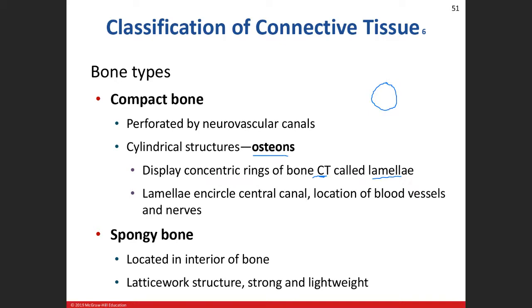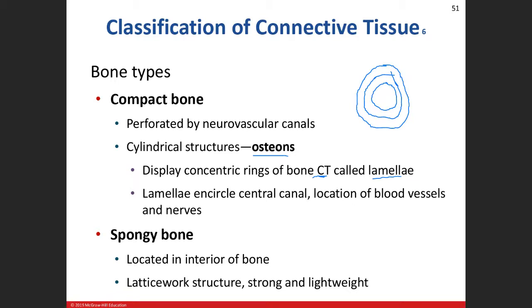you have this hollow canal. Does anyone know what the name of that is? That's right. Did anyone have that on their test? Have they taken the test? Did you have it? Did you know it? All right, good.